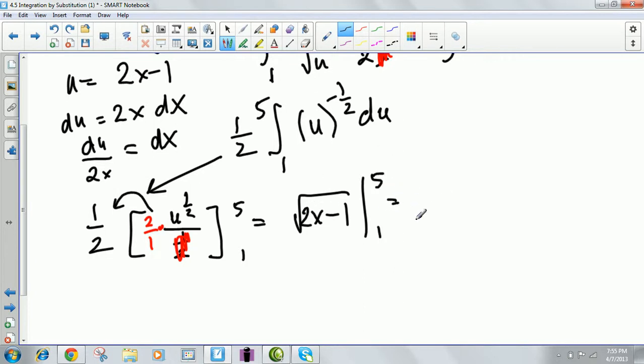So plug your upper limit in, that's 5. So that would be 10 minus 1, the square root of 10 minus 1, minus your lower limit, that's going to be 2 minus 1, which is 1, so the square root of 1. So you'd have the square root of 9, which is 3, minus the square root of 1, which is 1. So then you would have a total of 2.